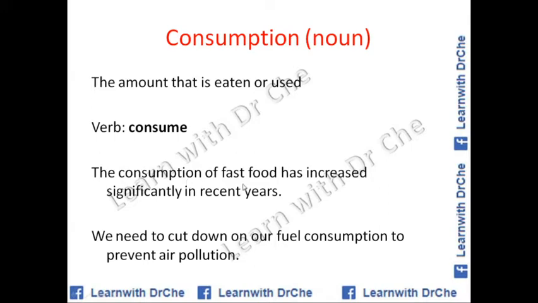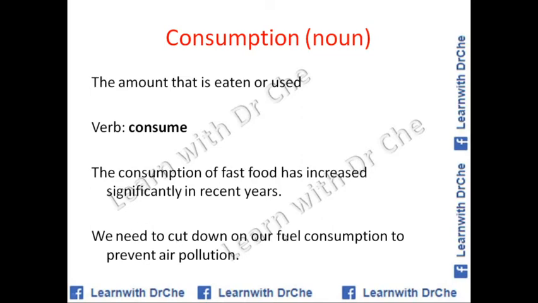The consumption of fast food has increased significantly in recent years. If one student says the consumption of fast food has increased, and another says it has increased significantly in recent years, tell me who will get band 6 and who will get band 7 or 8? This is the difference. You don't need to learn rare words to get higher bands. You need to use the language naturally, and that is common.